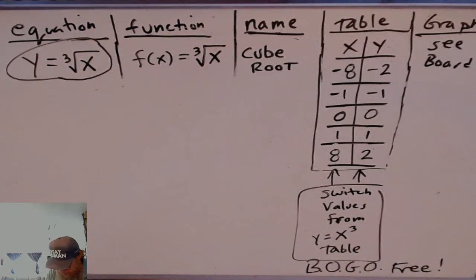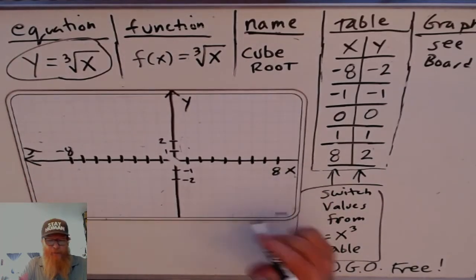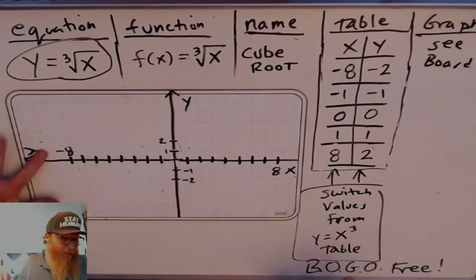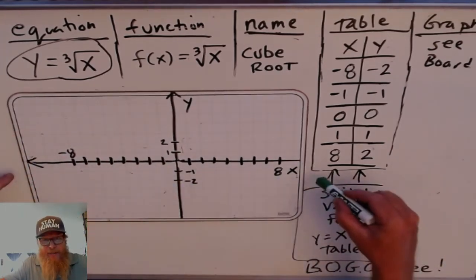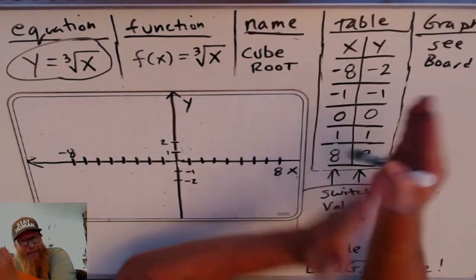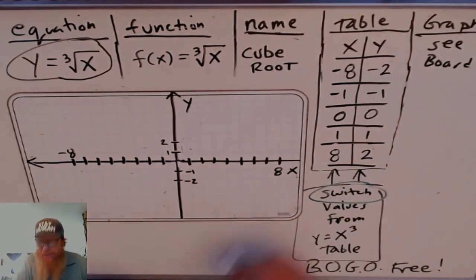For the board, what do we do? We just turn the board sideways. Now I do have to erase my old graph because I'm turning it sideways. This is now x, and this is now y. Exactly what we just did in the table. The x and the y have been switched. All right, let's do it.